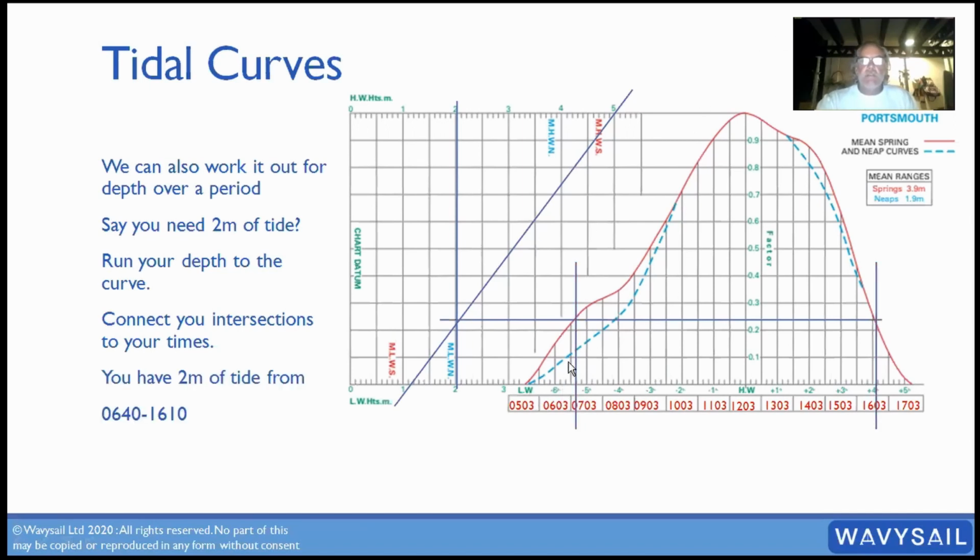Okay, so we can go from about 0640 to about 1610. And we will know we have got 2 meters of tide, not depth, tide. Okay, when you're working off time, give yourself a little bit of leeway for the time. So don't leave at 1640 on the dot and hope it's going to be all right. Remember we did the depth calculation for anchoring and we added half a meter to the tide just to be safe? You'd give yourself half an hour either side just to be safe.